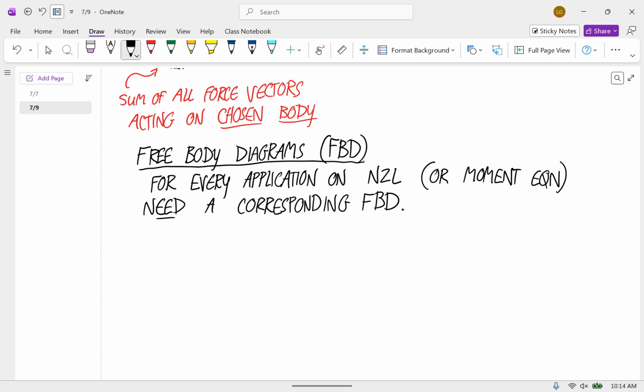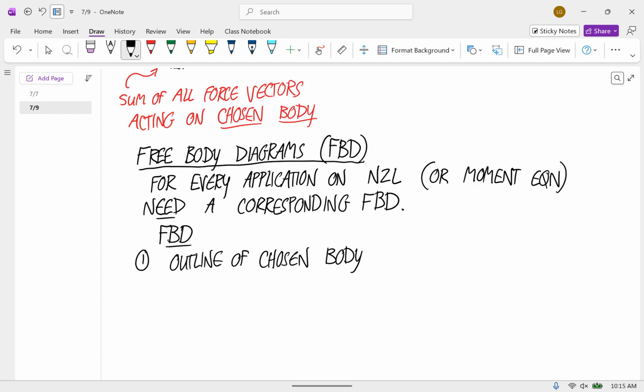And a free body diagram has the following things. So here's what I want in your free body diagram. It doesn't have to be art, but I want a visual representation of the outline of your chosen body. And this outline shouldn't have anything going on inside of it. Like you're not drawing eyes on your people, you're not drawing doors on your cars, any of that stuff. It's just the outline. And then nothing representing anything outside of your chosen body.